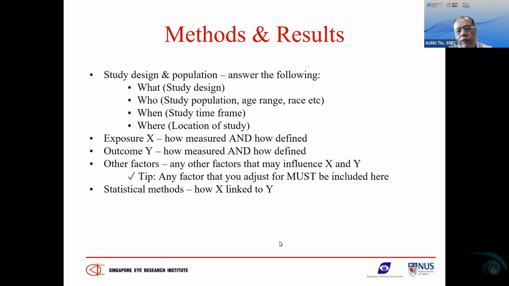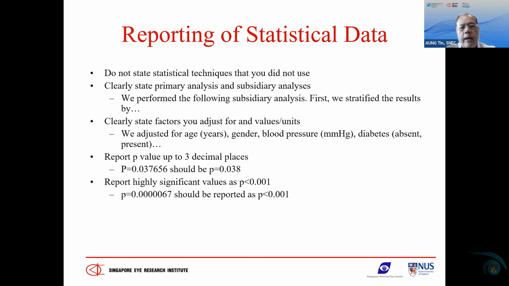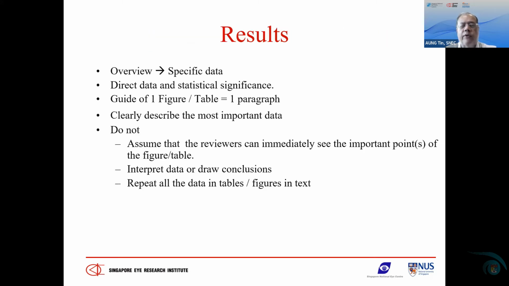So it's very straightforward in the methods. And finally, you have to write the statistics. And of course, you must define any abbreviations used. Statistical data must also be written properly. What statistics were performed, what was the primary outcome measure, the secondary outcome measure, what were the covariates, how many decimal places, and what software you used for your statistics.